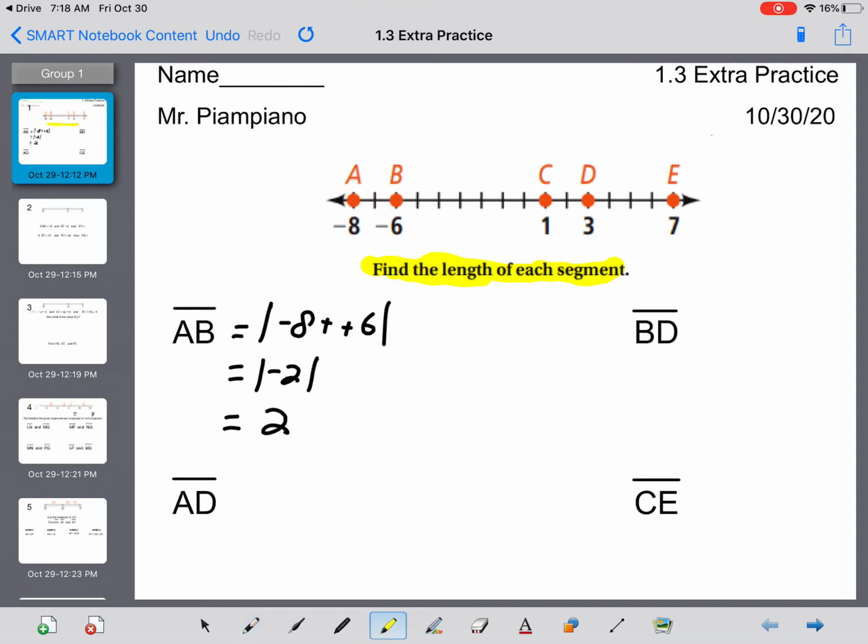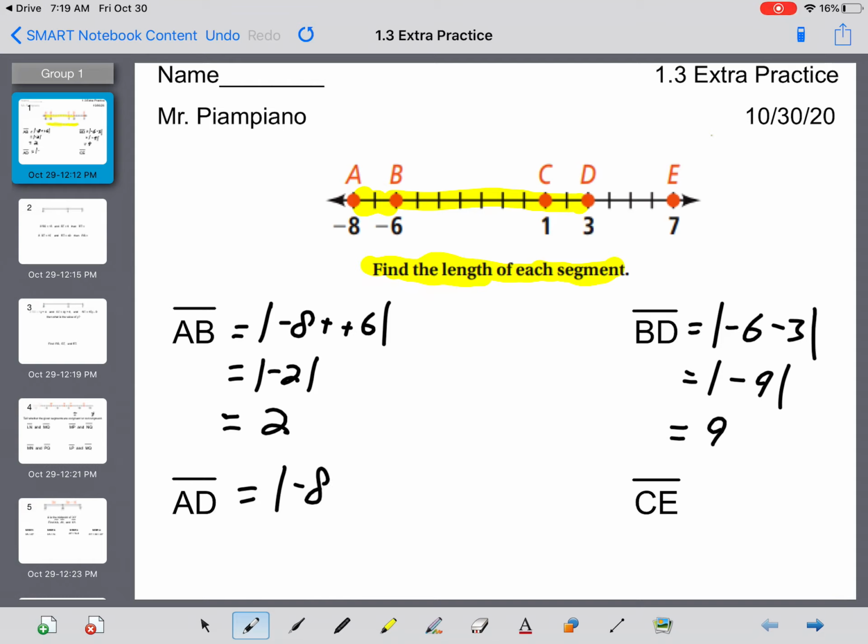Okay. Line BD is right here. So again, you're going to take the absolute value of B, which is -6, minus D, which is 3. -6 minus 3 is -9, and the absolute value of -9 is +9. AD, we're just going to continue it a little further here. It's the absolute value of -8 minus 3, which is really the absolute value of -11, which is +11.